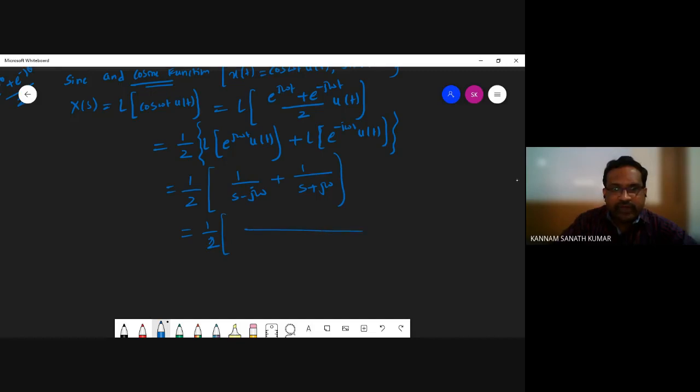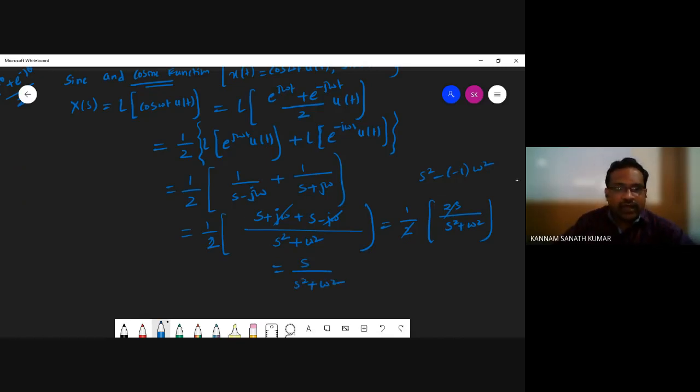In the denominator, a plus b into a minus b gives a square minus b square, so s square minus j square omega square. The value of j square is minus 1, so minus of minus gives plus: s square plus omega square. Again cross multiply: s plus j omega plus s minus j omega, so the j omega terms cancel. What you get is 1 by 2 into 2s divided by s square plus omega square. The 2 cancels, so this is equal to s by s square plus omega square.